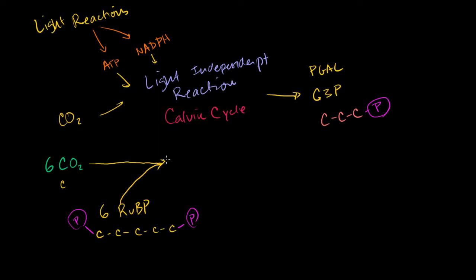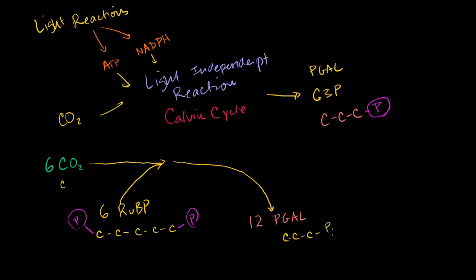These two react together, and this is a simplification. There's a lot more going on here, but I want you to get the big picture. To form 12 molecules of pGal, of phosphoglyceraldehyde, or glyceraldehyde 3-phosphate, which you could view as it has 3 carbons, and then it has a phosphate group.